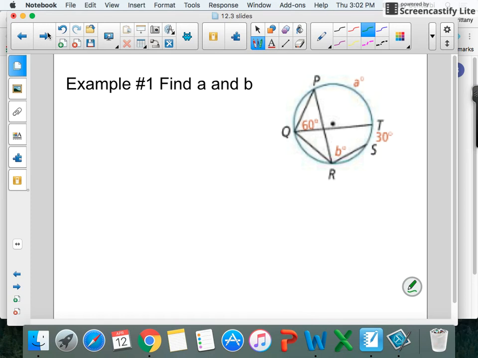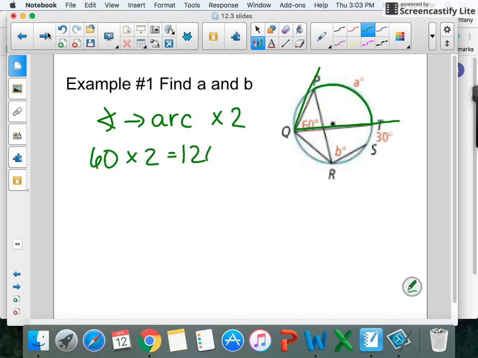The first example, we have to find angle A and find B. So angle A is with this arc. When we extend our angle, that matches up with the 60. So we're given the angle, we're going to the arc. So again, angle to arc, we are multiplying by 2. So we're going to take 60 times 2, and that's going to give us 120, which is A.